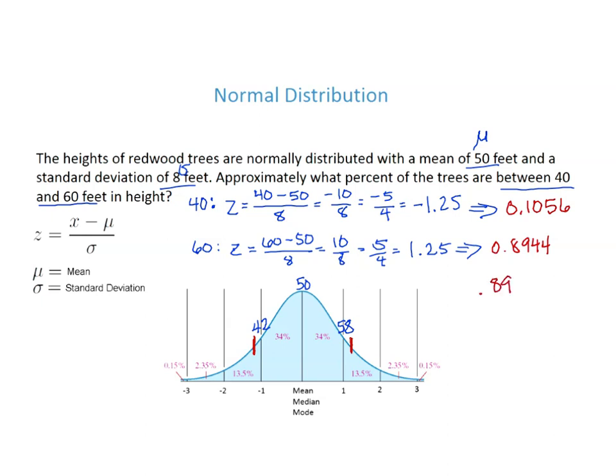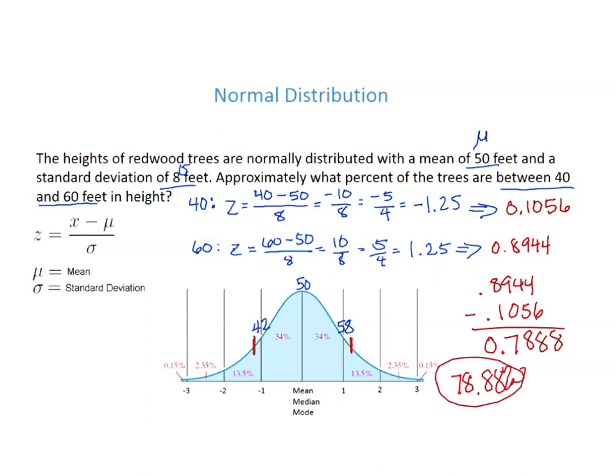We're going to do 0.8944 minus 0.1056. We get 0.7888, which would be 78.88%. And that is the percent of trees that would be between 40 feet and 60 feet in height.